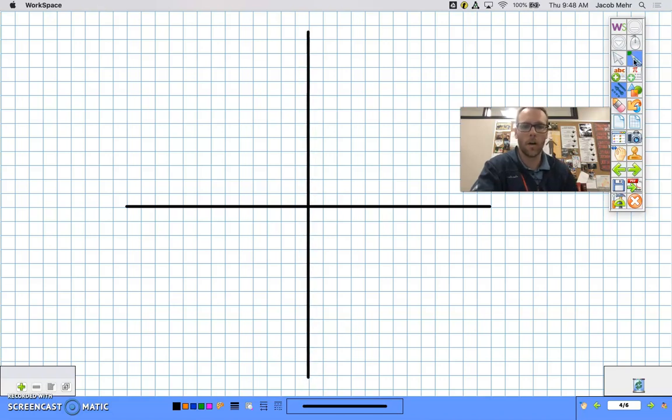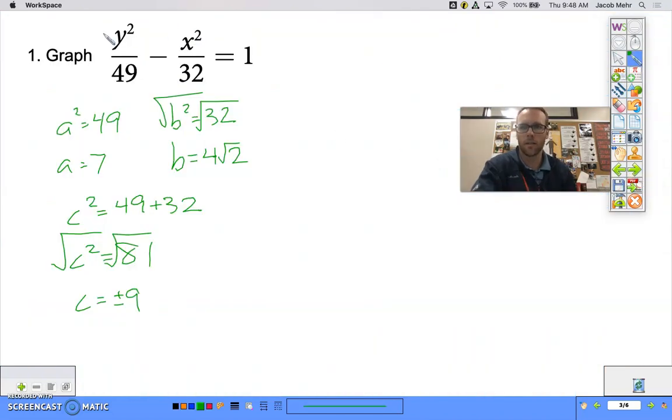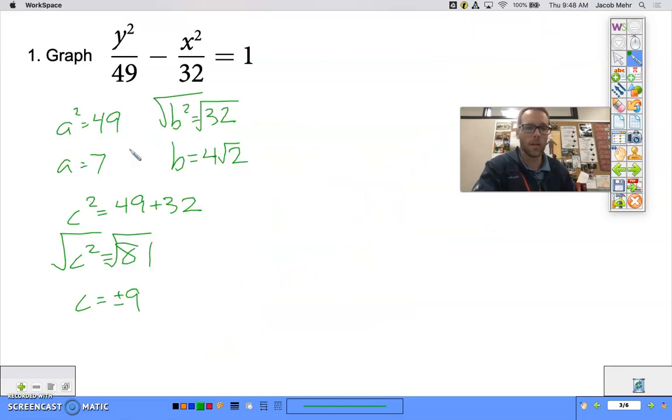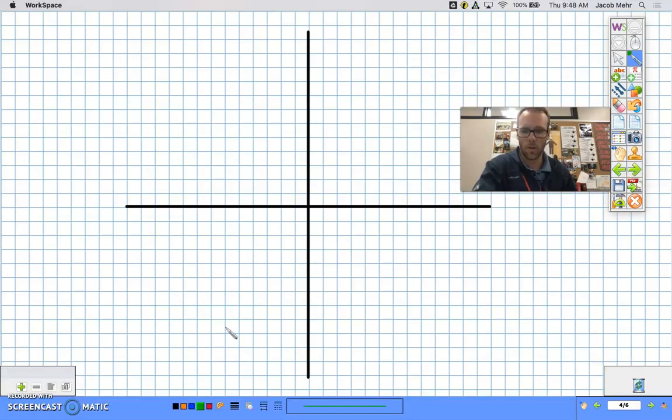All right, now we said that the y squared comes first. So that transverse axis has to be vertical, not horizontal. So we've got to take everything we talked about here and just rotate it to be vertical instead. Our vertices are going to be at (0, 7) and (0, negative 7), because a is 7. So we're going to go 1, 2, 3, 4, 5, 6, 7. We're going to put a vertex there. And then we're going to do this one down here as well.